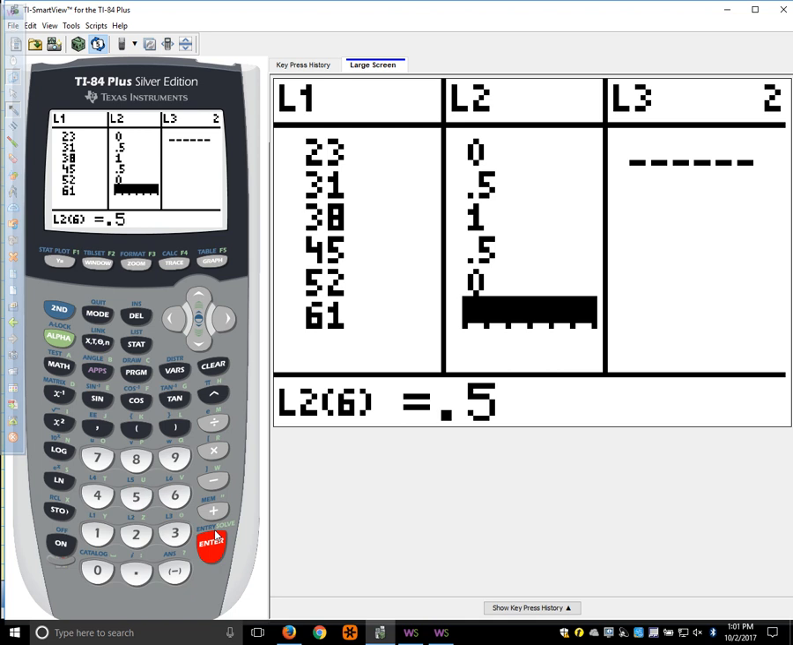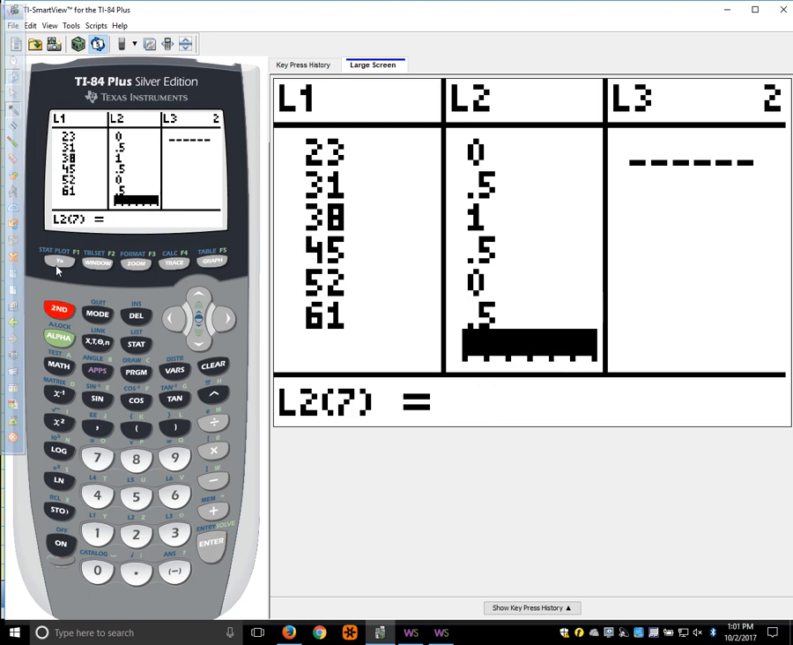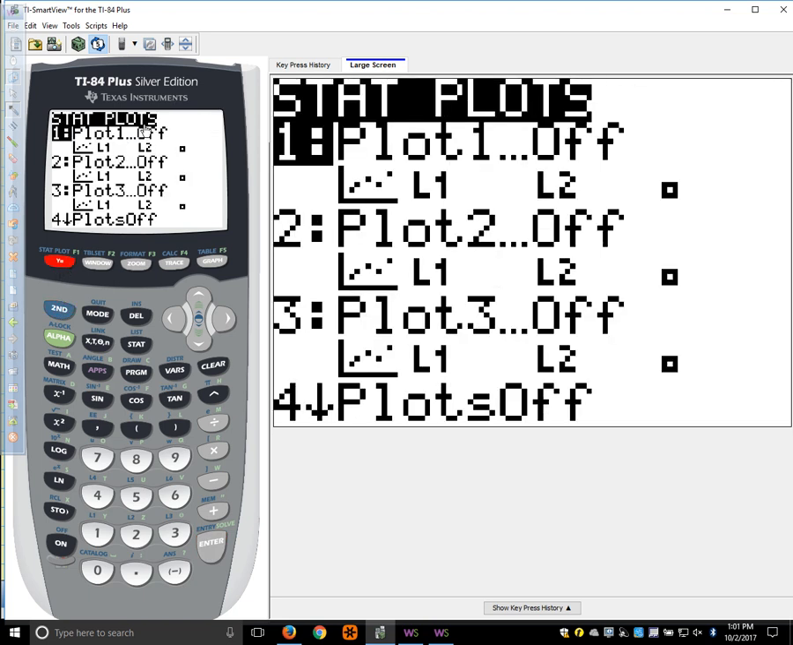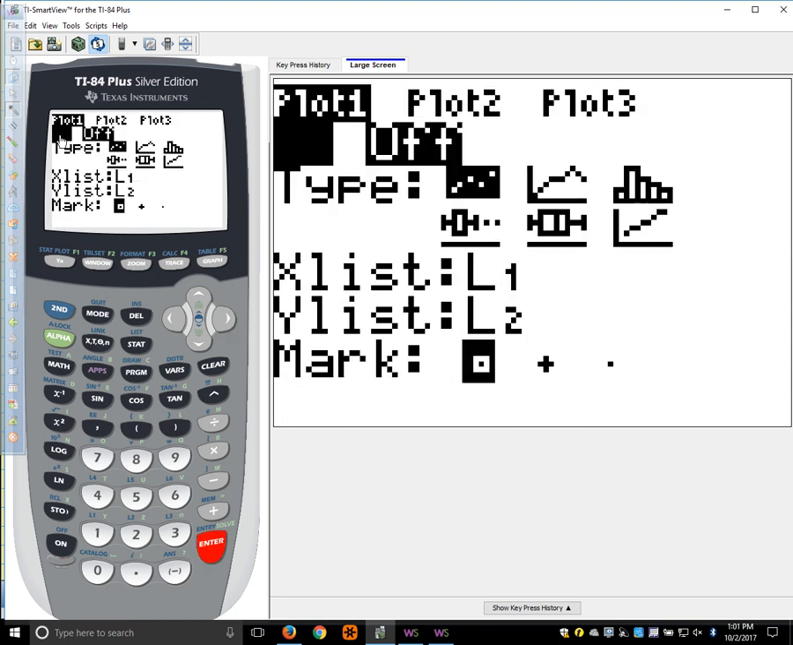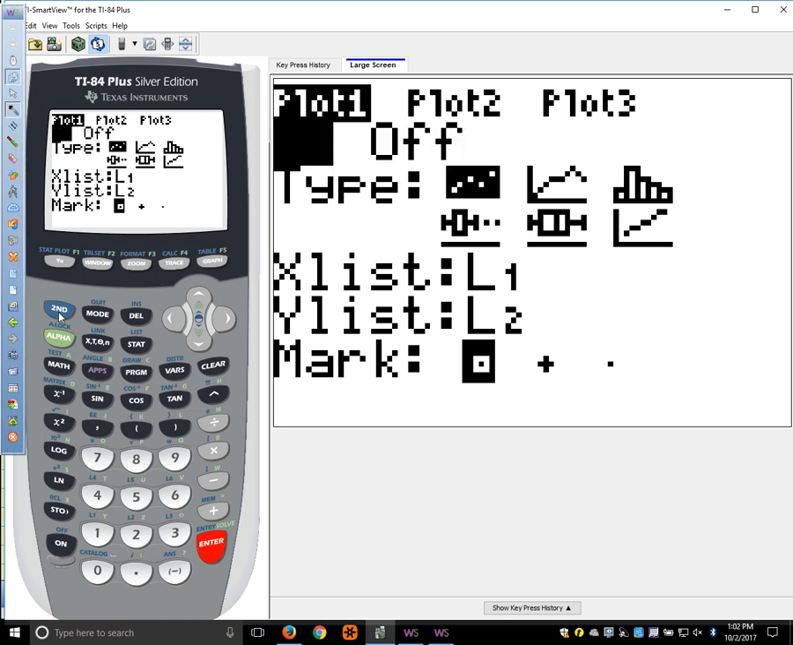And we want to plot that data. So to plot the data, I'm going to go to stat plot, second y equals. And I need to turn one of these on. I'm going to hit enter and turn that on. And it says our x's are coming from L1, our y's are coming from L2, our mark is going to be this little square. So my plot is on, yes.